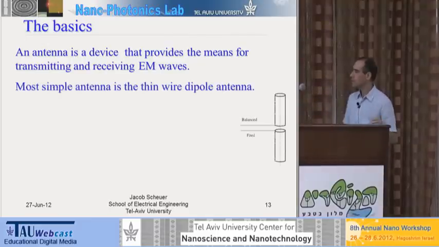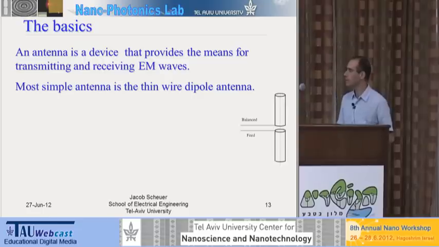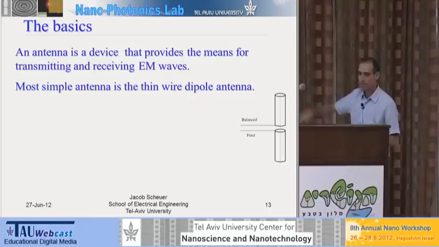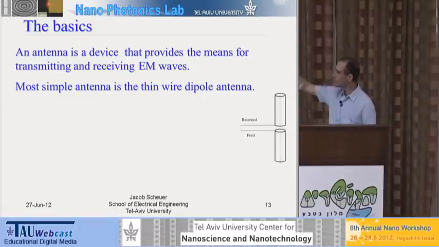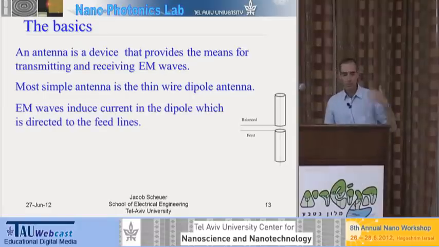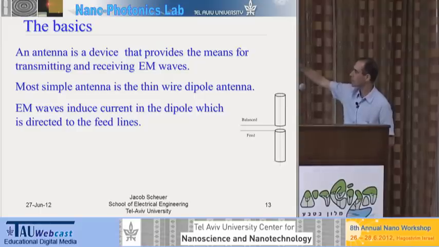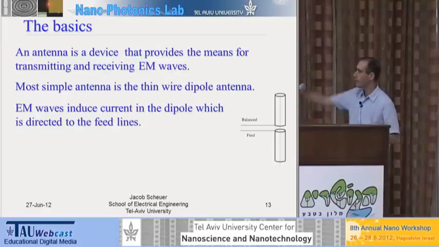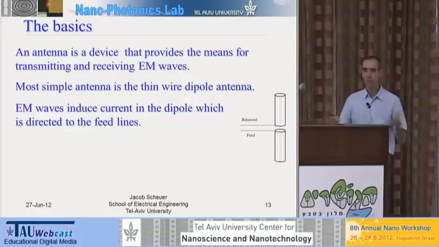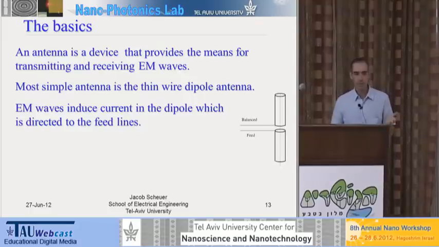Now, the most known antenna is the dipole antenna, which we see here. It consists of a metal wire, which is broken, and connected to some kind of transmission line, which is called the feed. And when we illuminate this nano antenna, or it receives some electromagnetic wave, the wave induces currents in this wire, and these currents are directed into the line feed over here and connected to our receiver, where we can, I don't know, hear the radio or do something else with it.